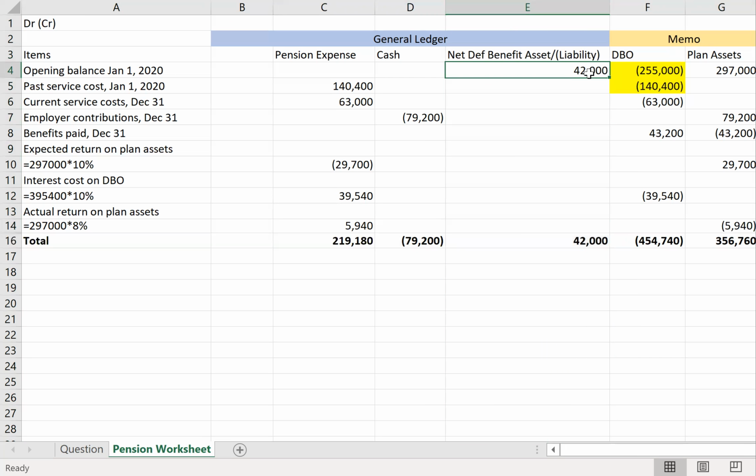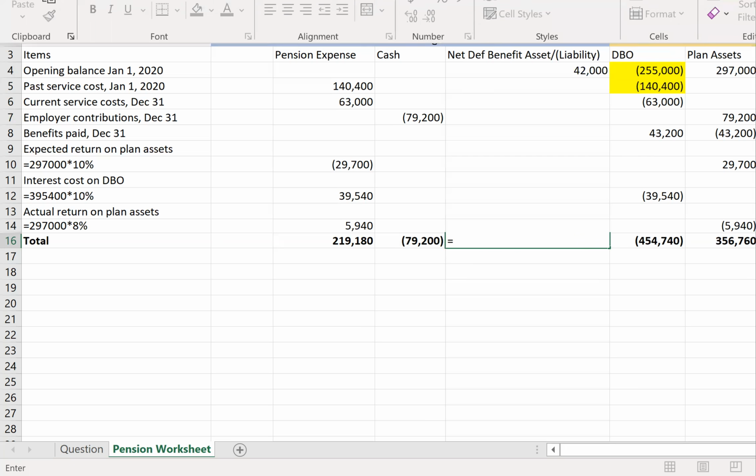So we know that we calculated this amount. Remember, we looked at the difference between the obligation under the pension plan and the plan assets. And we said that on January 1st, there was a surplus in the pension plan of 42,000. Now we do need to update this amount here. So what's happening at December 31st, 2020? Is the plan in a deficit or in a surplus? Well, right now we can see that the pension plan has an obligation of 454,740, but now we only have assets of 356,760. So we have less assets than obligation. So now we have a deficit in the plan.